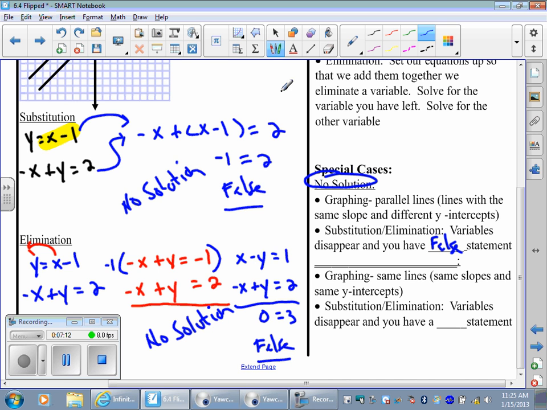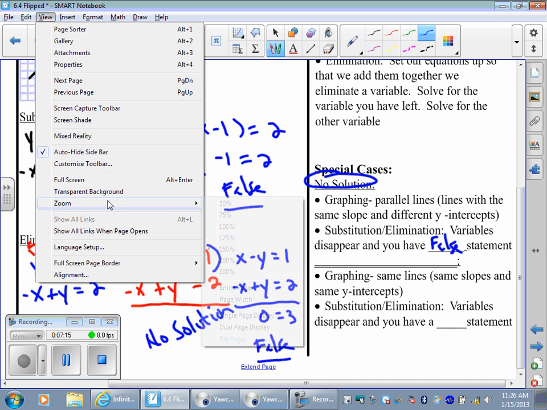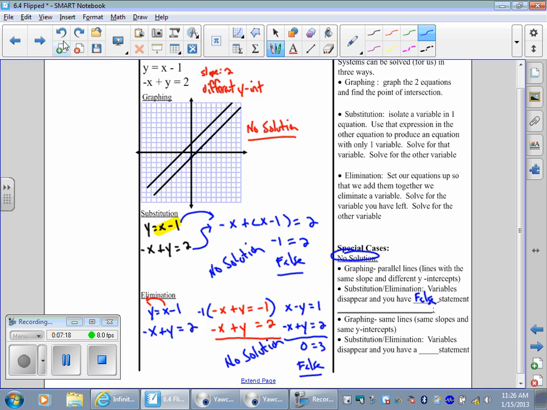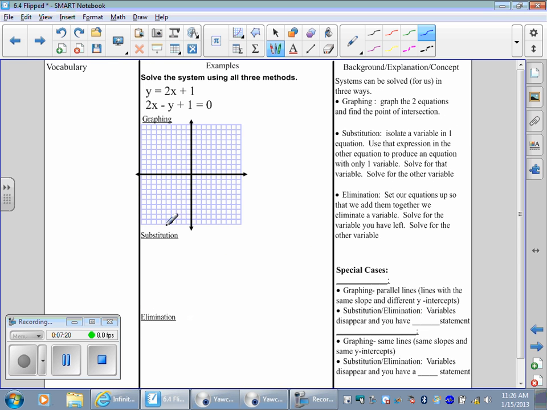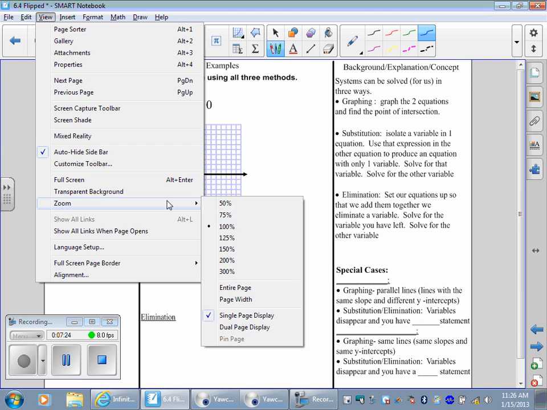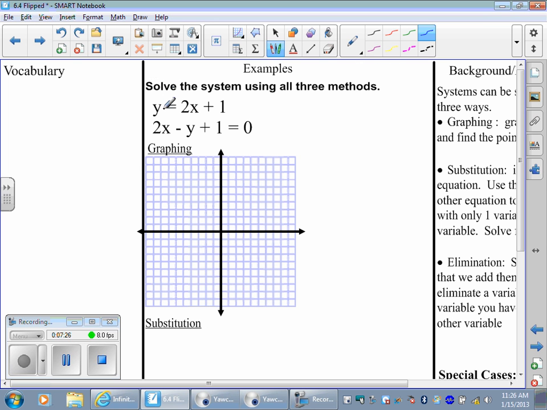Now, that's not the only special case we have to look at. So, if you'll work with me here, we want to go to the next page and try this one by graphing. I'll make it a little bigger here. If we're trying this one by graphing, y equals 2x plus 1. The y-intercept is 1, and the slope is 2. So up 2, right 1.